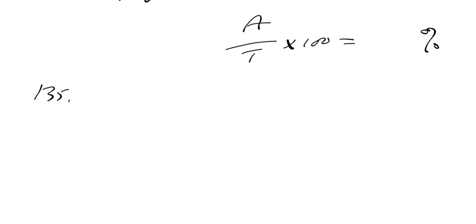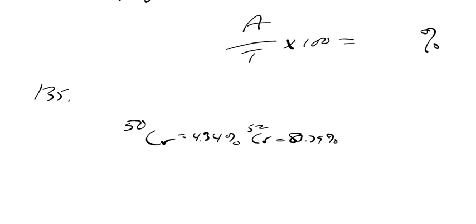So I have chromium 50, that's its mass, 50, and that is found 4.34% of the time. Then I have chromium 52, and that is found 83.79% of the time. Then I have chromium 53, and chromium 54. 53 is found 9.5% of the time. 54 is 2.37% of the time.